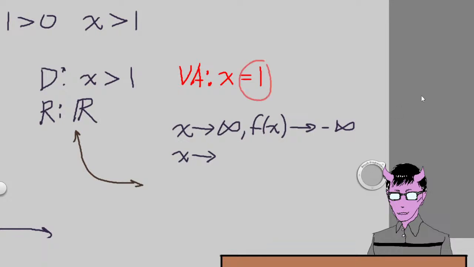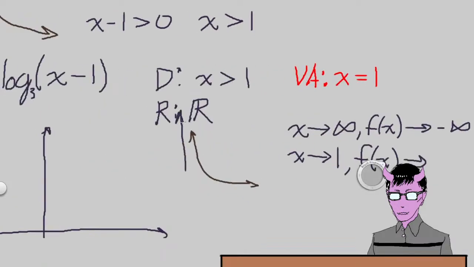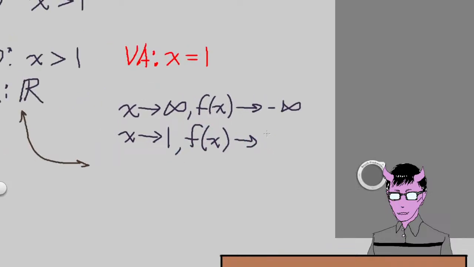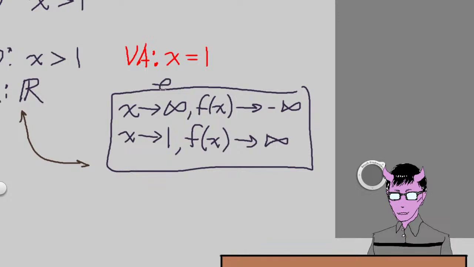So what happens when x approaches the wall? When x approaches the wall, the y values, follow the sketch, go upwards forever. So positive infinity. And thus we have our end behaviors encapsulated here.